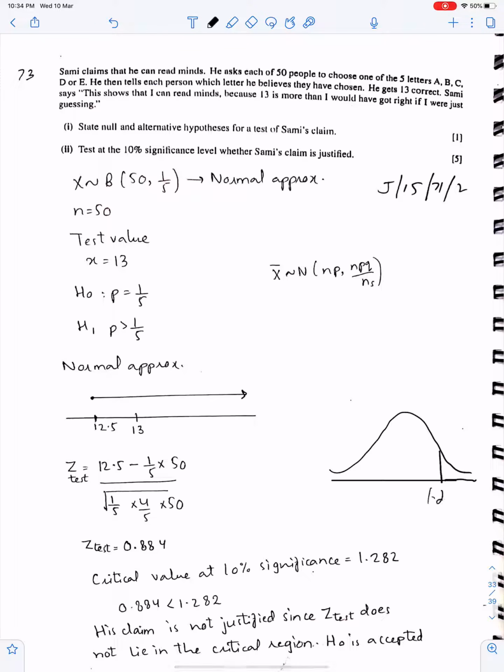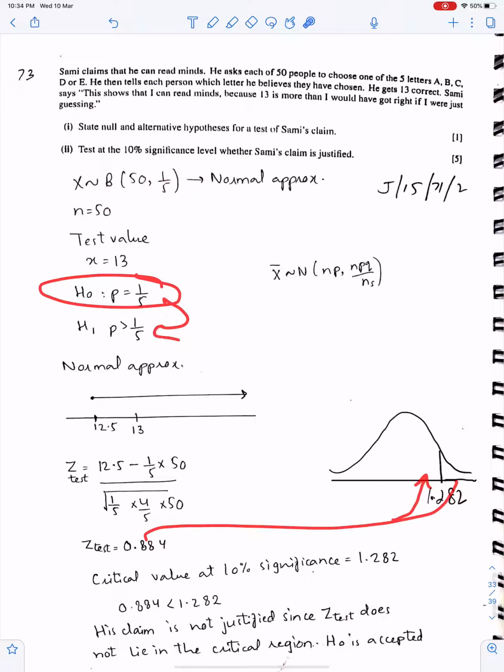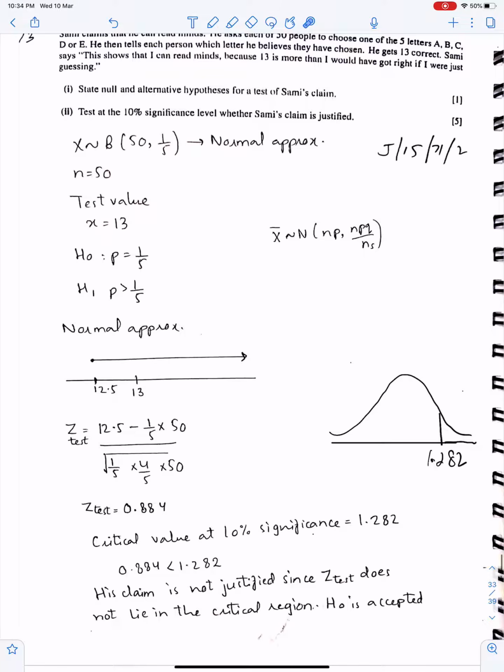This number is 1.282, Z critical at 10%. Since this number does not lie in the critical region, you have to accept H naught. You have to reject the claim. His claim is not justified because this does not lie in the critical region.